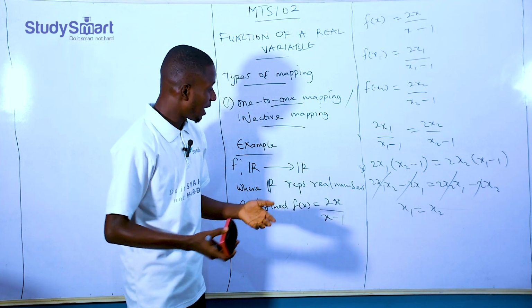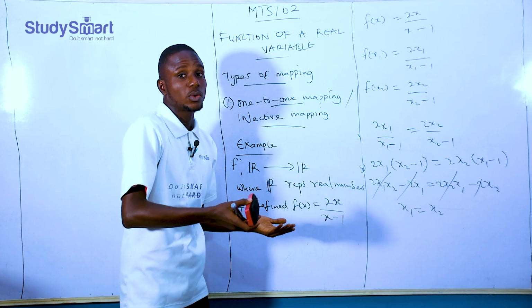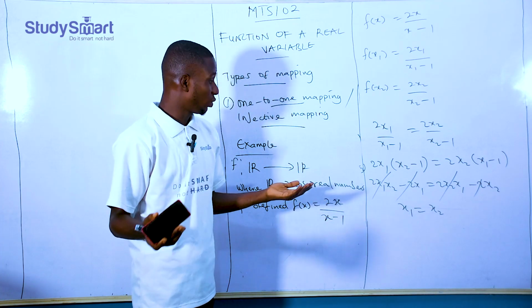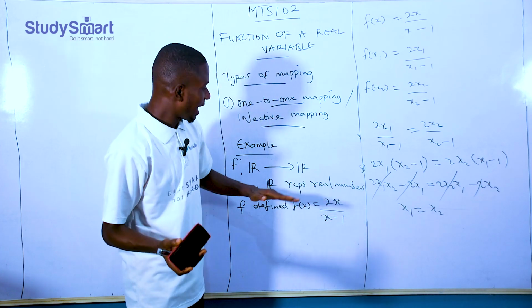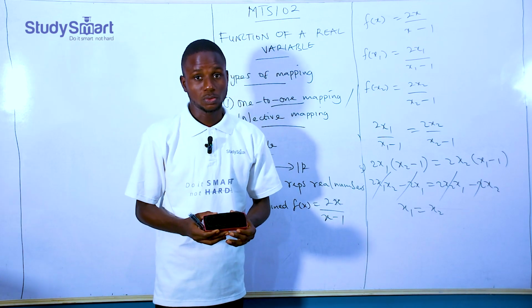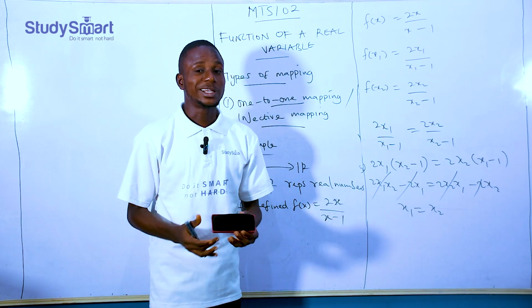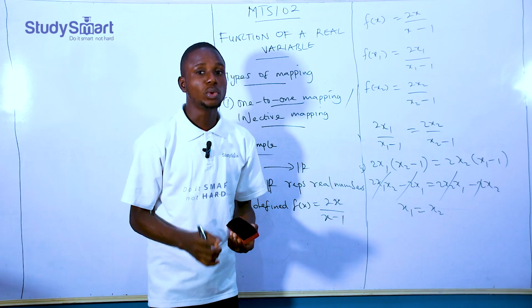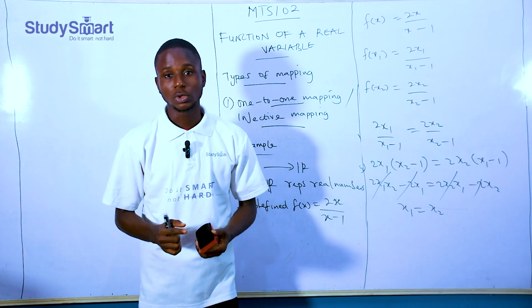Remember the condition for injective mapping: x1 equals x2 such that f of x1 equals f of x2, and vice versa. That is, if x1 does not equal x2, f of x1 should not equal f of x2. That is all injective mapping is trying to make us understand: one element in your domain should only produce a single image in your co-domain.